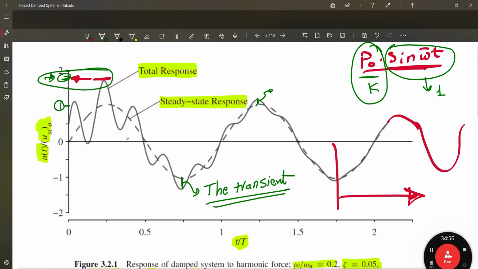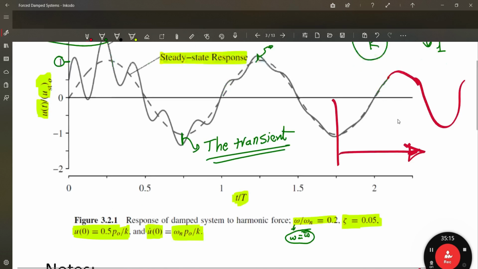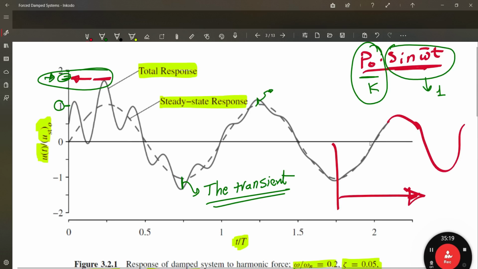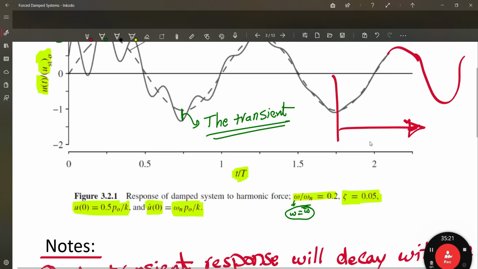The steady state, this is the maximum here. In the steady state, we are going to find that it is almost reaching 1, right? This means that there is no amplification in the response due to the dynamic effect. Okay, very nice up till now. I hope that we are understanding how the response is going.